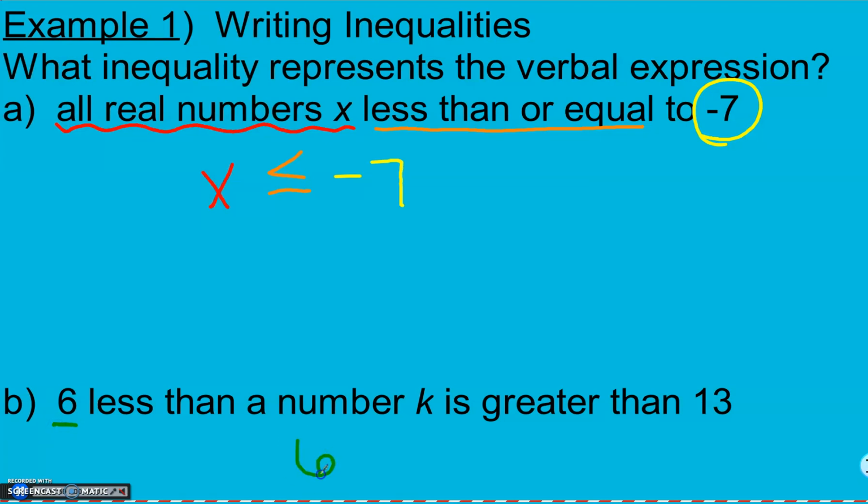6 less than a number k. Here, since it's specifically 6 less than that number, we subtract. Less than a number k, remember, is k minus the 6, because it has that than as comparison. Now that whole quantity that we don't know, so 6 less than a number k, 6 is an exact amount. We can write that as subtraction. But k minus 6 is not an exact amount, so is greater than is our inequality. And 13.